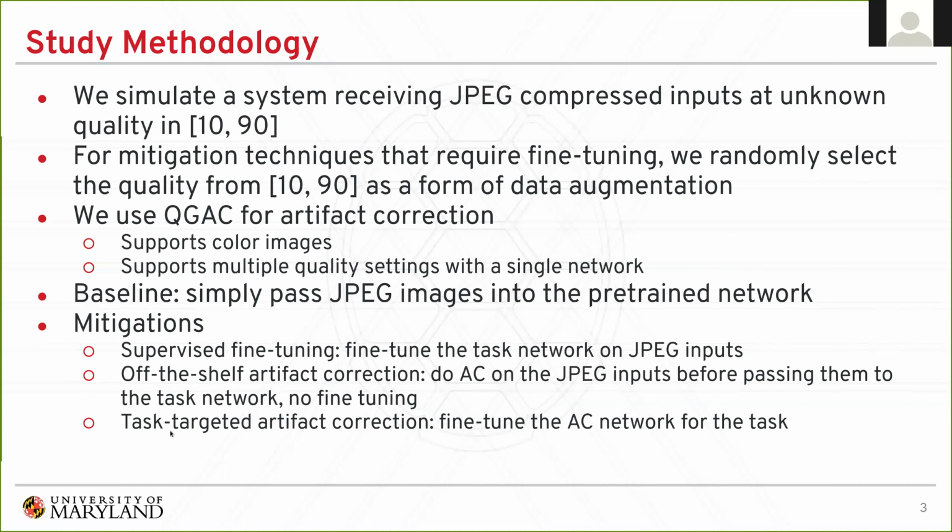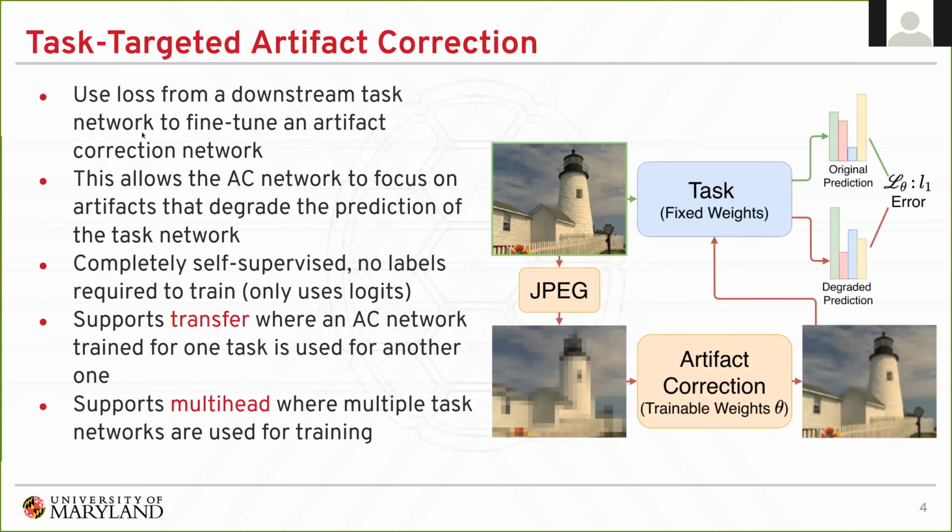And then what we proposed here was task-targeted artifact correction, where you fine-tune the artifact correction network for the task. We'll talk a little bit about that now. So the idea here is to use loss from the downstream task to fine-tune the artifact correction network. So what you're doing now is saying, instead of trying to make a nice image for someone to look at, instead focus on reducing artifacts that are degrading this prediction. And there's a bunch of nice properties that this has compared with something like the supervised method.